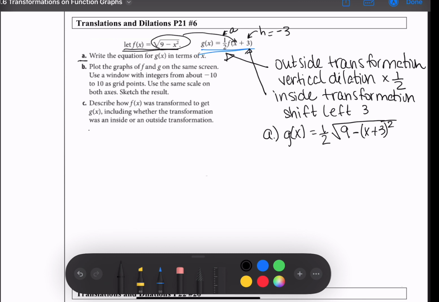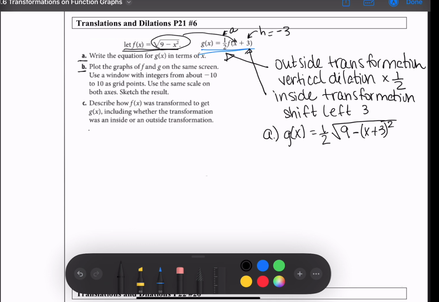So now g of x is written in terms of x instead of in terms of f of x. All right, now B asks us to plot both graphs on the same screen. And we're going to do that in a second in our graphing calculator. But first, I'd like us to think about what this graph maybe looks like. So let's first think about, how do I get my zeros here? What are some numbers that I can plug in for x to make this equal 0?